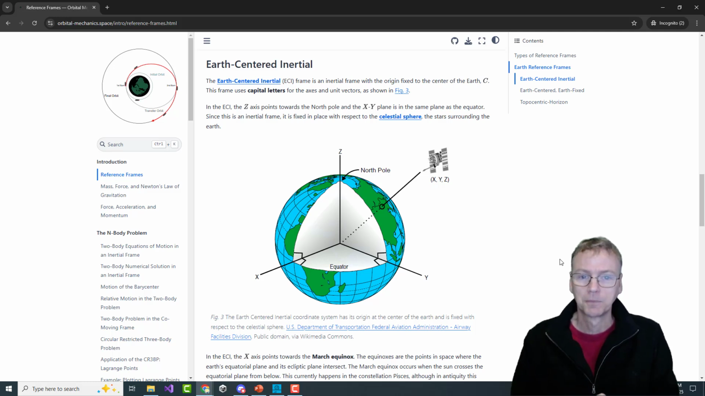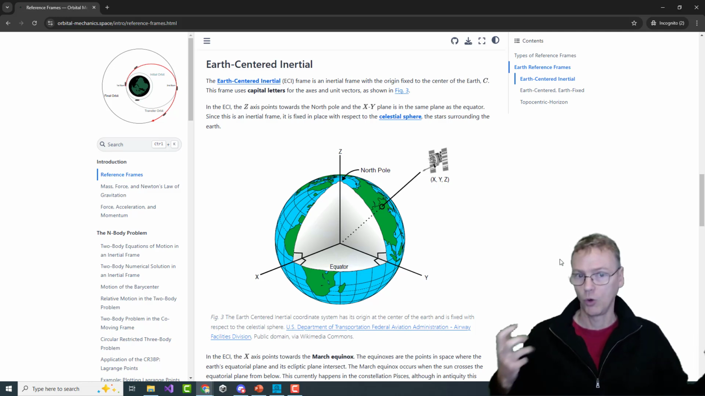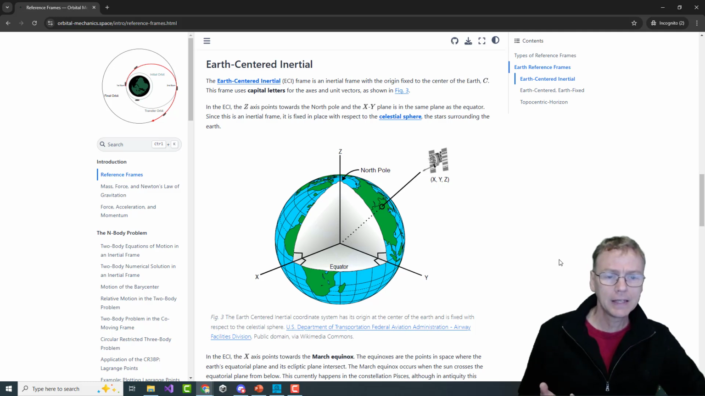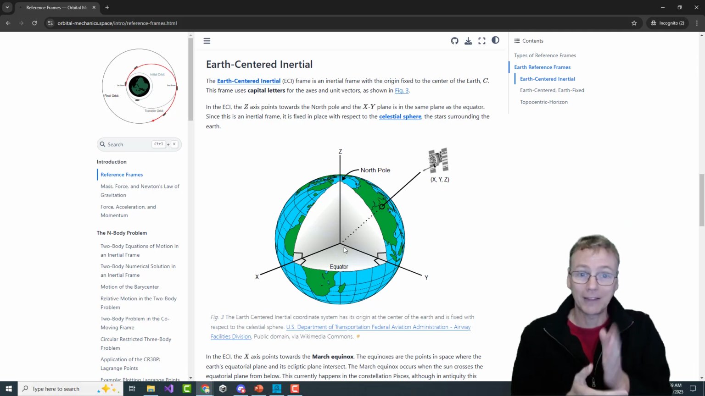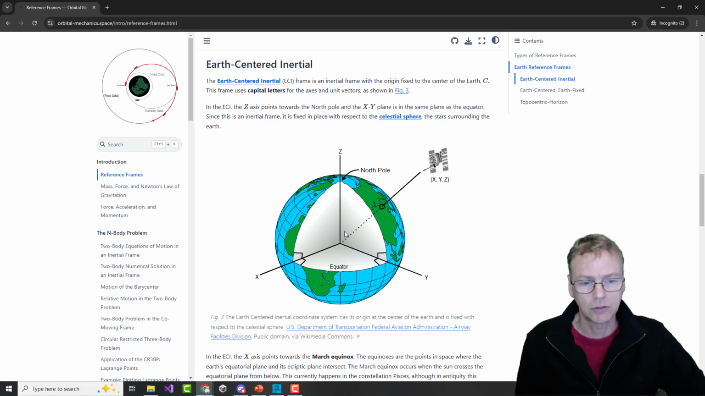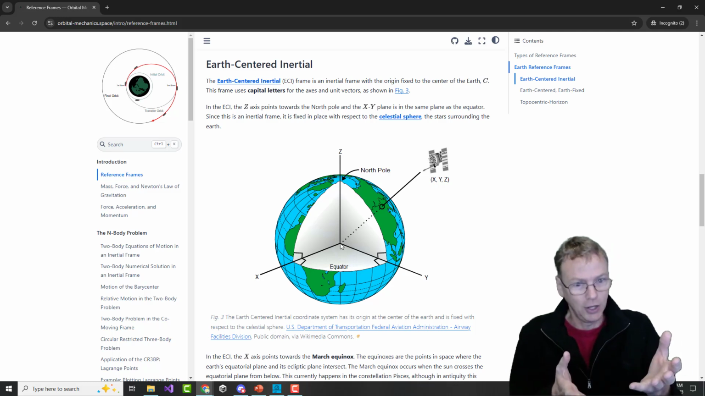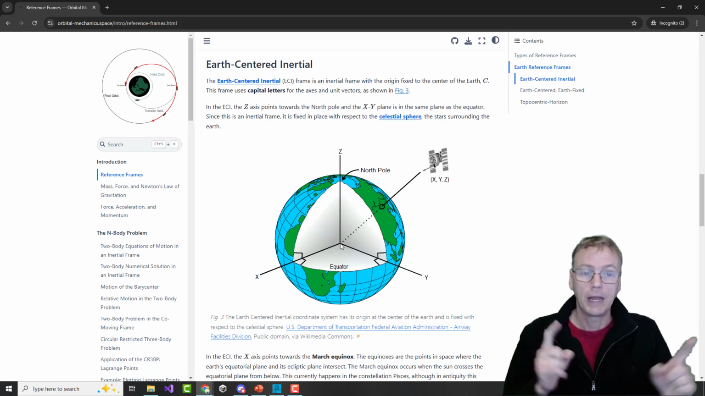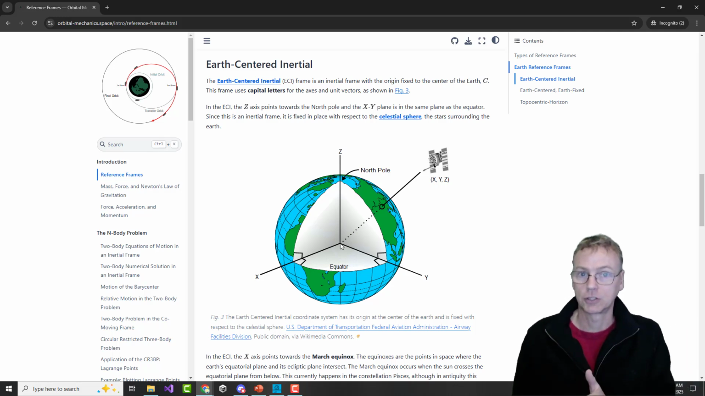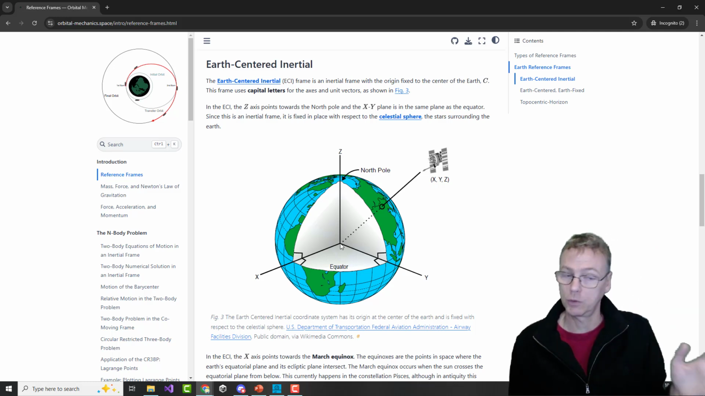You'll hear about the Earth-centered inertial, or ECI, reference frame. What does that mean? That means that we're going to put the axis at the center of the Earth. So the axis right here, you can see it. The axis is right at the center of the Earth. And remember, in the global model, the Earth is rotating. But a rotating Earth would not be inertial. So the Earth-centered inertial reference frame is one that does not rotate.